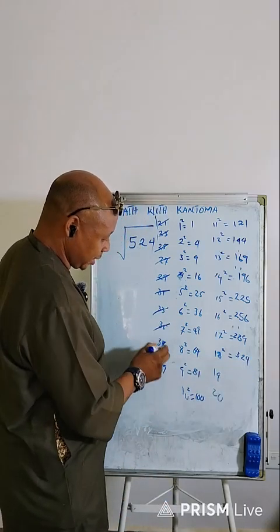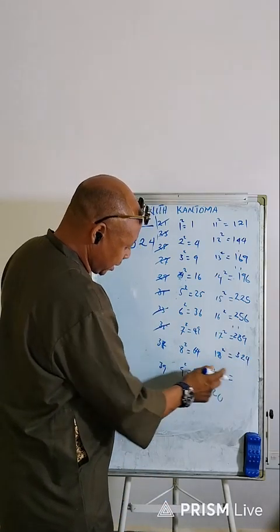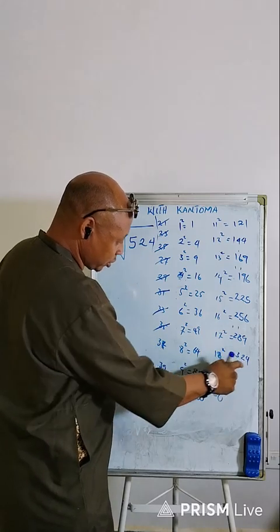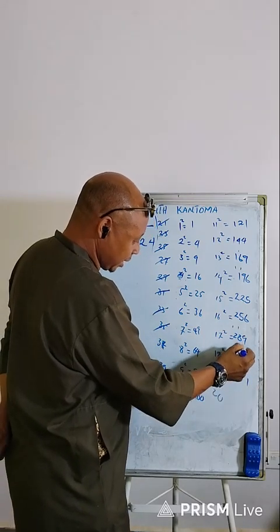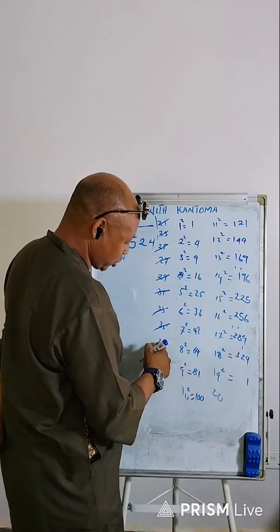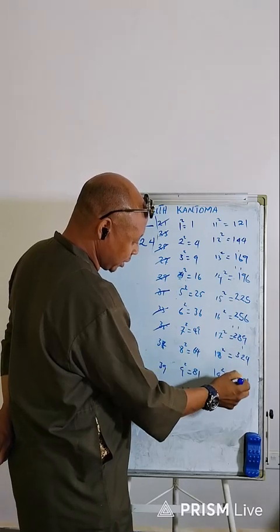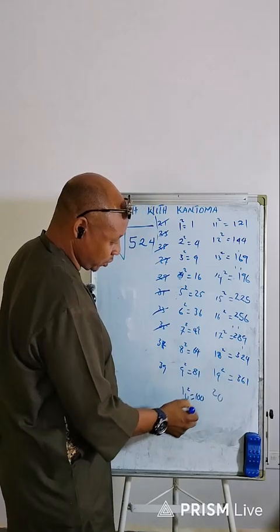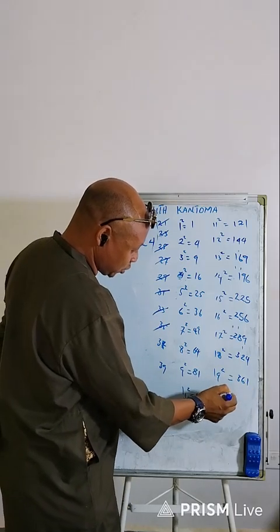Then next is 19 squared. And for 19 squared, we add 37 to this value. 7 plus 4 is 11. Put 1, carry 1. 2 plus 3 is 5. 5 plus 1 is 6. Then put down this 3. We have 361. Then next is 20 squared.